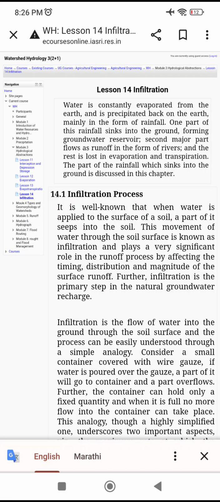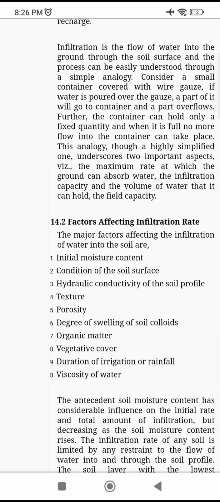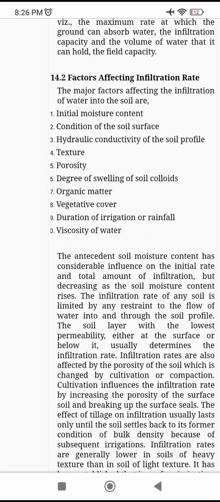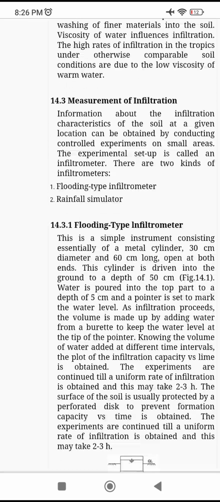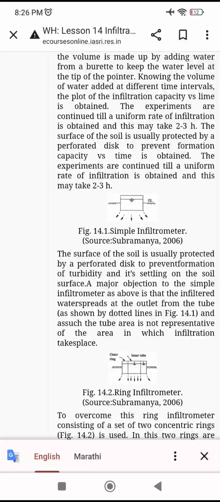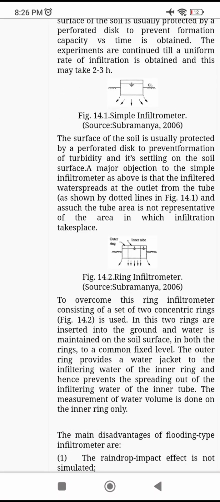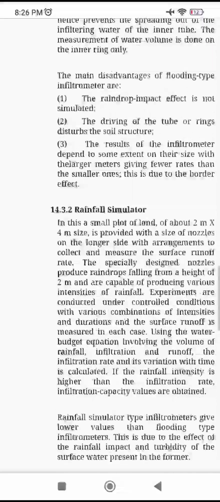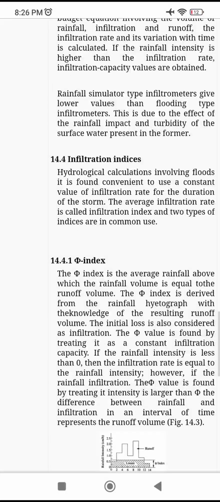Then the infiltration process: when water is applied to the surface of soil, a part of it seeps into the soil. This movement of water through the soil surface is known as infiltration. Then these are the factors affecting infiltration rate. Then how can we measure infiltration? Flooding type infiltrometer. With the help of an infiltrometer we can measure infiltration. Then rainfall simulator, infiltration indices.